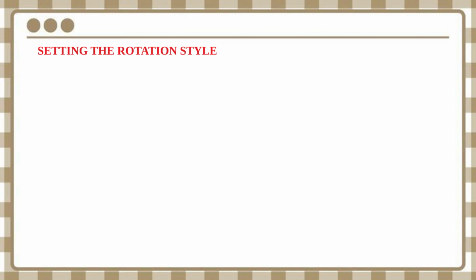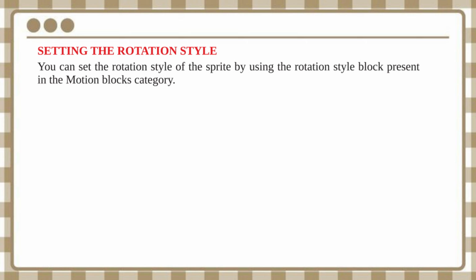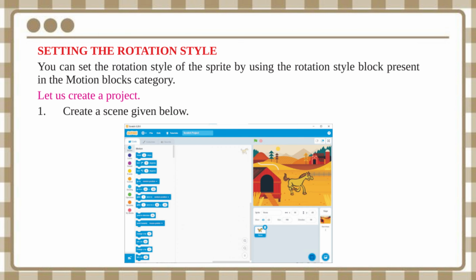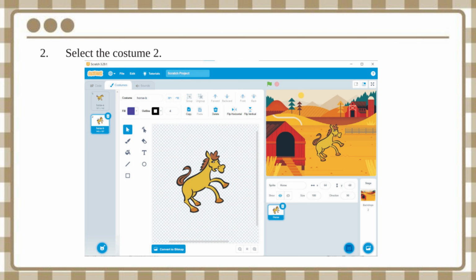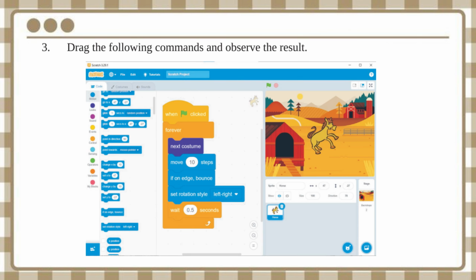Setting the rotation style. You can set the rotation style of the sprite by using the rotation style block present in the Motion blocks category. Let us create a project. 1. Create a scene given below. 2. Select costume 2. 3. Drag the following commands and observe the result.